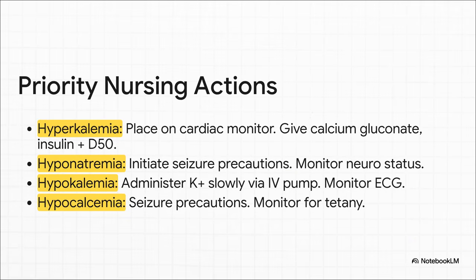So let's talk priorities. For hyperkalemia, you're worried about the heart, so your first action is to get them on a cardiac monitor. For severe hyponatremia, you're worried about the brain, so you initiate seizure precautions immediately. For hypokalemia, you're monitoring the ECG while you replace that potassium slowly. And for hypocalcemia, or low calcium, you're also on seizure precautions and watching for tetany, like muscle spasms and twitching.